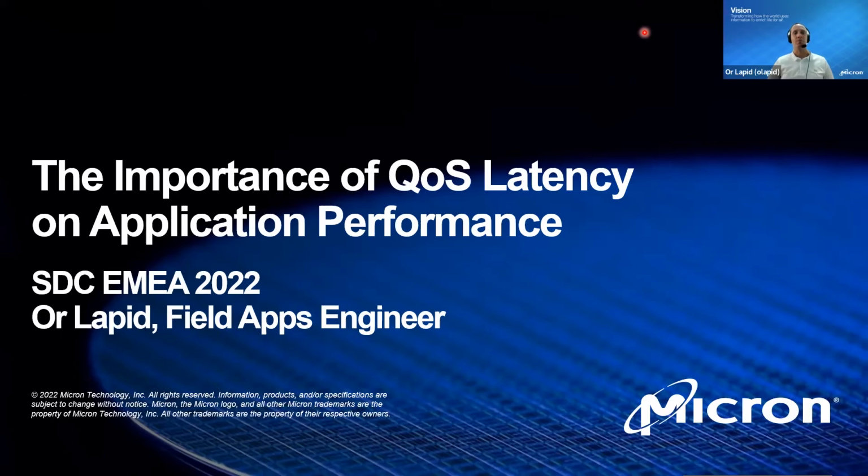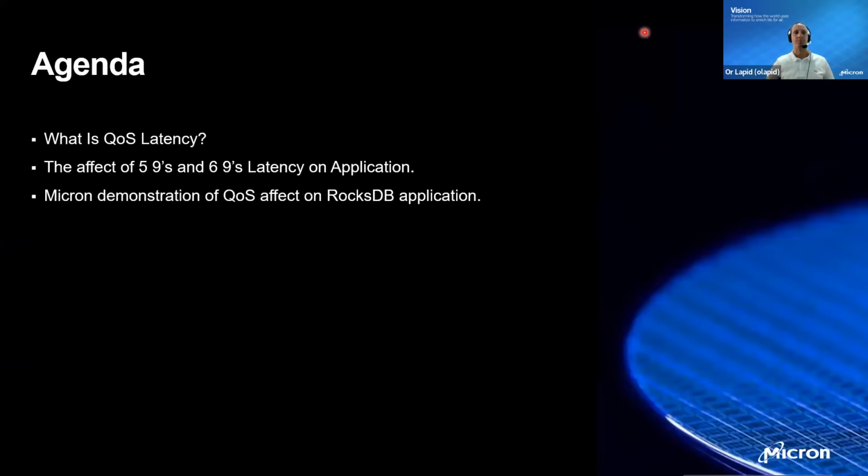Today, I'm going to talk with you about the importance of QoS latency on application performance. It is a very important topic, and I'm happy to be with you on SDC EMEA to discuss it. The agenda for today: we will learn what QoS latency is, the effect of 5 nines and 6 nines latency on the application, and we will show a Micron demonstration of QoS effect on a RocksDB application.